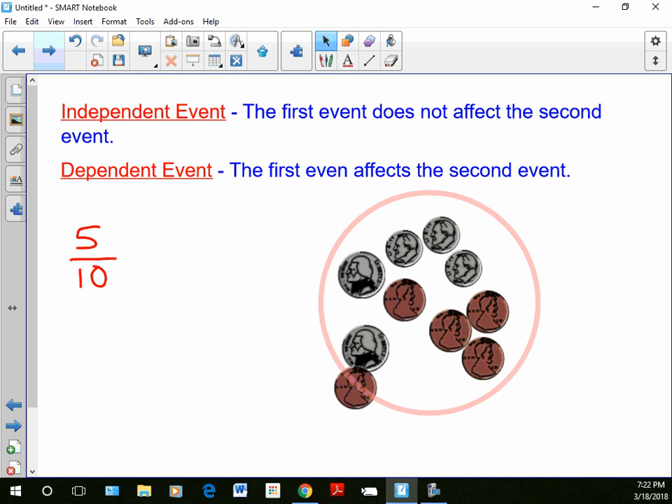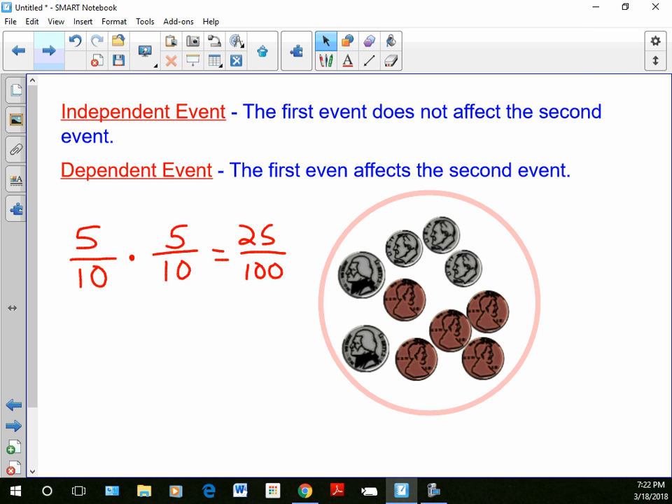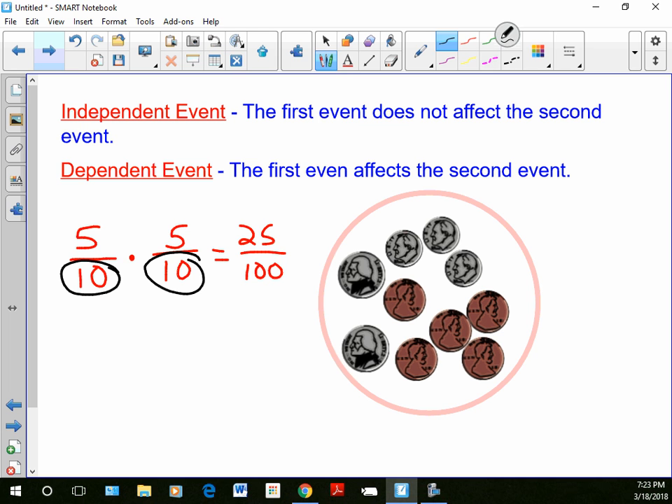So, I took the penny out. This time, though, I'm going to put the penny back. So, again, I'm going to ask you the question. What's the chance of getting a penny the second time I reach in the bag? Again, it's going to be 5 out of 10. Now, when I multiply those 2 events, the first event times the second event, I get 25 over 100. Now, this is an independent event. It's independent because I put the penny back. I replaced it. I put it back in the bag. And my denominators didn't do what? They did not change. So, the first event did not affect the second event.